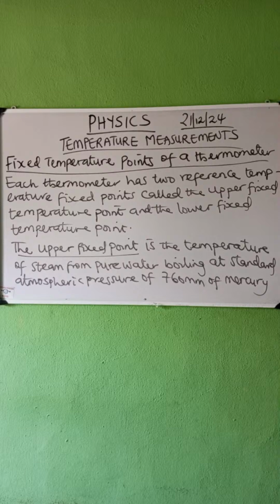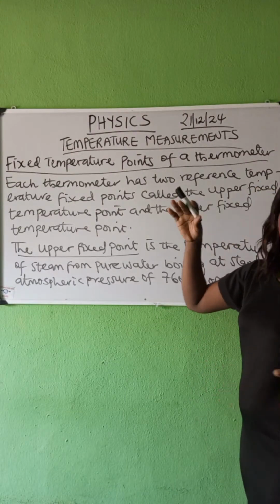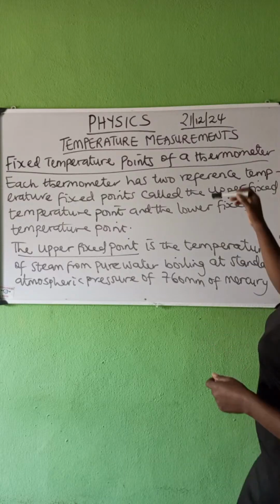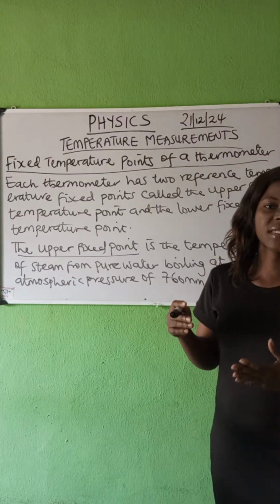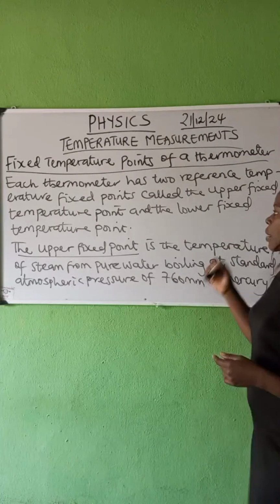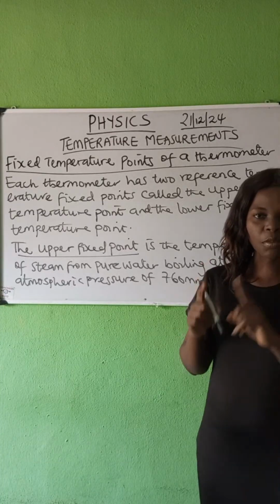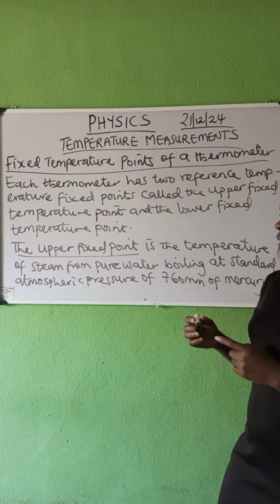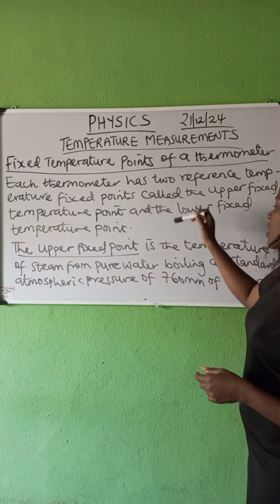All right, so let me explain. Fixed temperature measurement. I've explained heat and temperature. Now, the lesson is for us to look at the fixed temperature points of a thermometer. I told you earlier that we use a thermometer to measure temperature. A thermometer has two reference temperature fixed points, okay? They are called the upper fixed point and the lower fixed point.